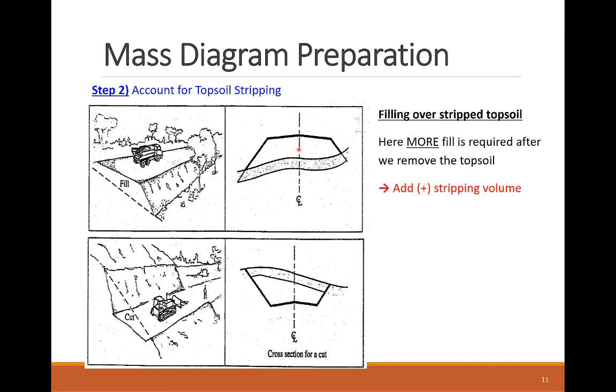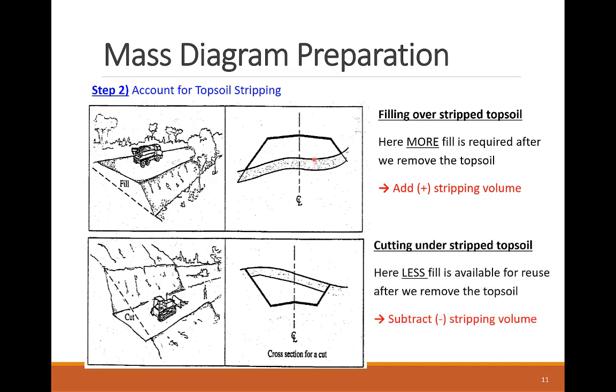So we end up adding the stripping volume below the fill area to the fill volume we calculated in the previous step. On the other hand, the cut area will be stripped first to get rid of the no-use topsoil before cutting the good soil that can be reused to fill the other areas of the project. So our initially calculated cut volumes need to be reduced by the topsoil stripping volumes on top of the related cut areas.